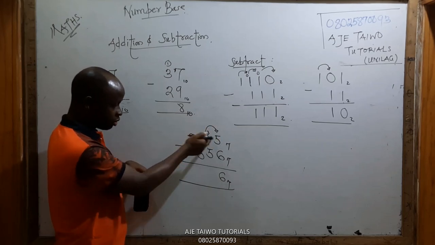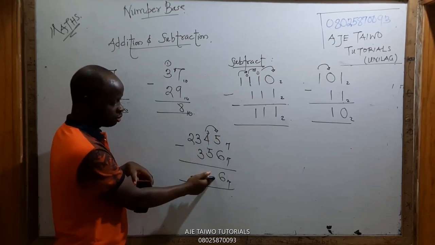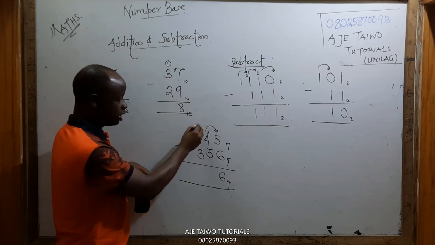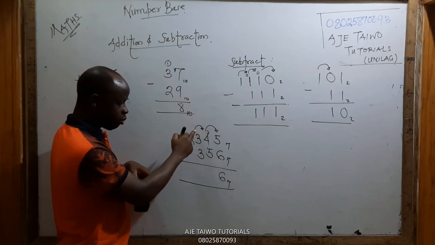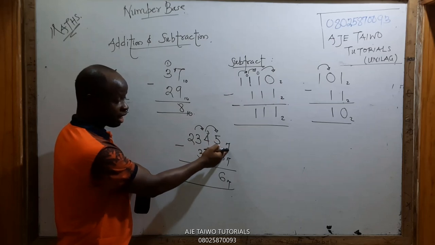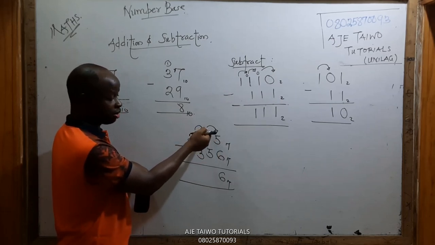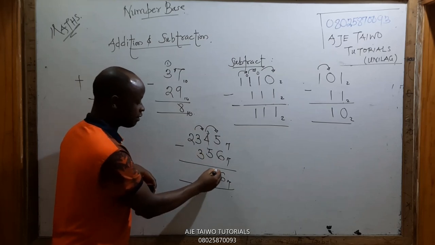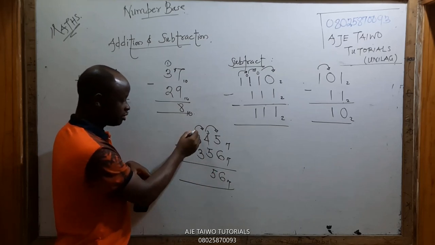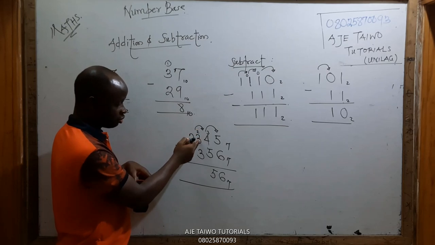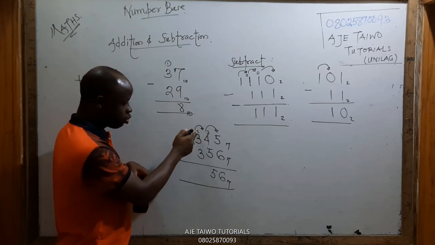So let's borrow 1 from here to here, because 3 minus 5 is not possible. If you borrow 1 from here to here, you are borrowing 7. So 7 comes here. That's 10. So 10 minus 5 is 5. All we have left here is 2, because you have borrowed 1 from here to here.